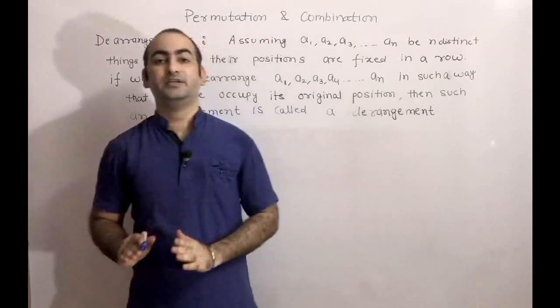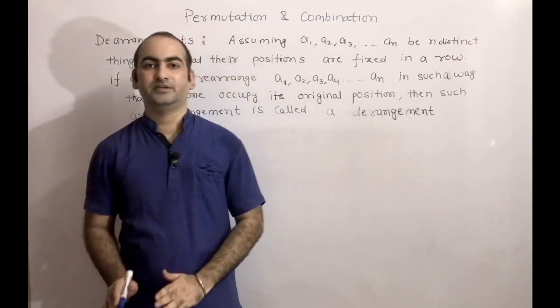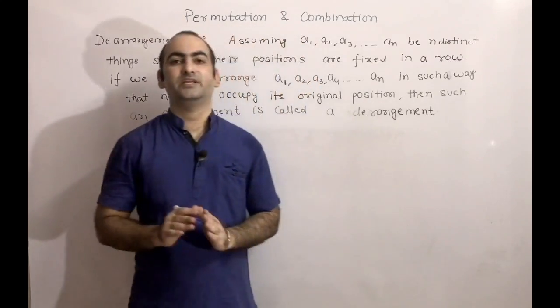Hello students, today we are discussing a very interesting topic of permutation and combination, that is derangement. First we have to understand what derangement is. To understand this, we are taking one example.